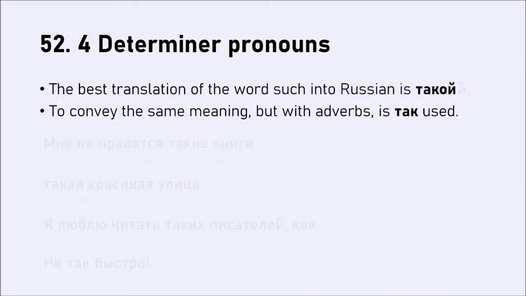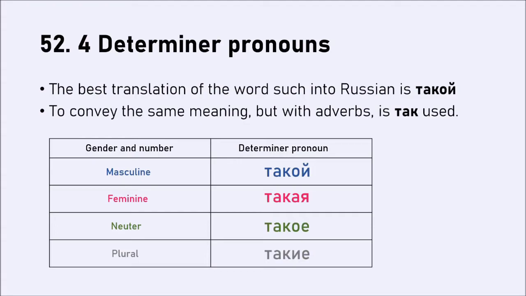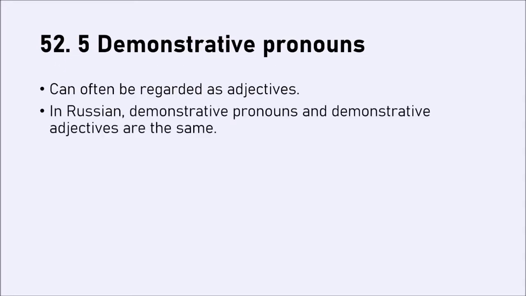Let's just have a look at how we make these agree. Такой for masculine, такая feminine, такое neuter, такие plural. Okay? Так stays the same all the time because adverbs have no gender very evidently. So now let's have a look at demonstrative pronouns. Again, a long, sophisticated name for a very simple idea. We can regard them as adjectives, particularly in Russian, because demonstrative pronouns and demonstrative adjectives in Russian are the same, i.e. we use the same words for both of them. And what are they? Well, this is essentially this and that in English.